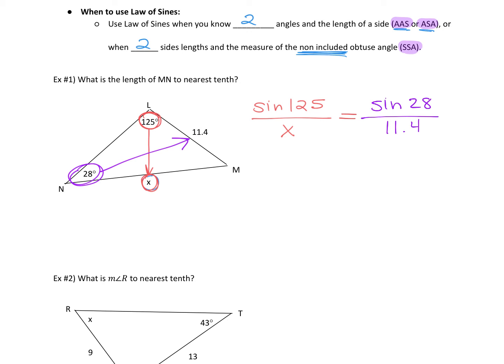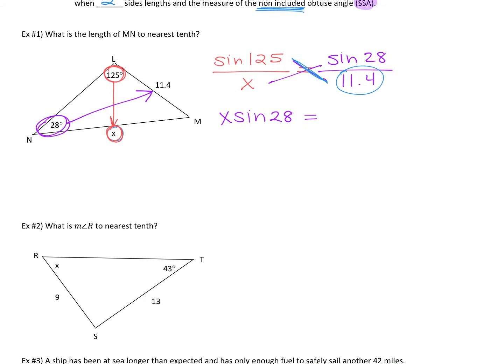So what we're going to do now, do you see what we need to do to solve this? How do you solve for X? Cross multiply. So we get X times the sine of 28 equals, and here's where I highly, highly recommend you put this out in front of the sine 125. Otherwise, you've got to really make sure you're doing parentheses well. So 11.4 times the sine of 125.